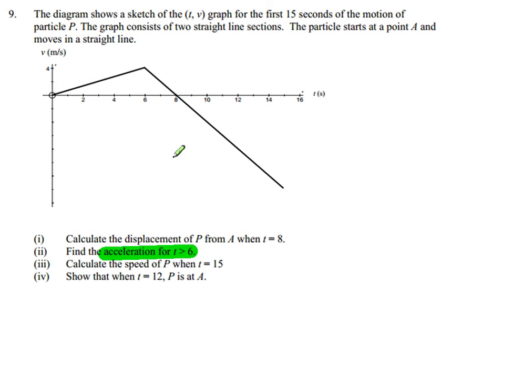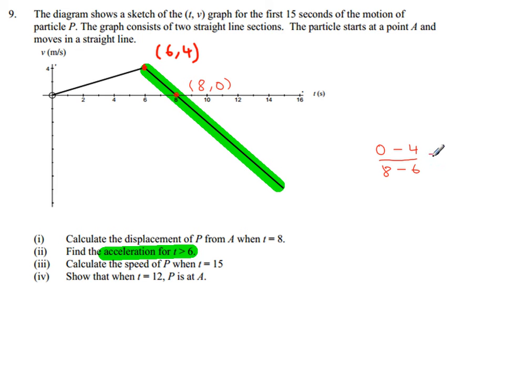The acceleration when t is greater than 6 means the gradient of this line, because the gradient of a velocity time graph is the acceleration. So we just need the coordinates of 2 points on that line to work out the gradient. We've got this point with coordinates (6, 4), and this point with coordinates (8, 0). So change in y over change in x, so minus 2 meters per second squared.